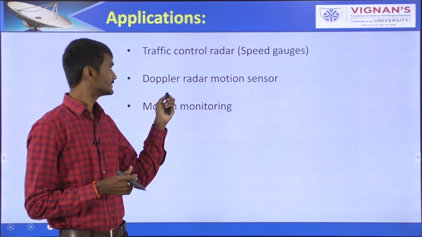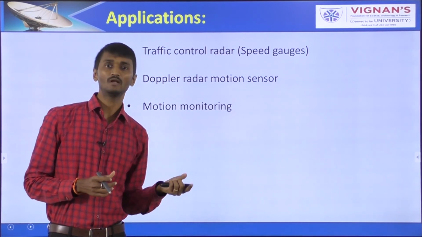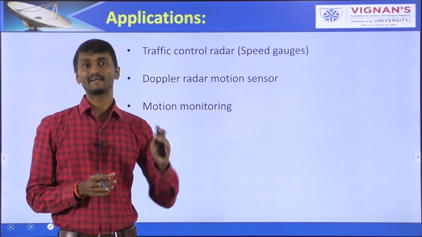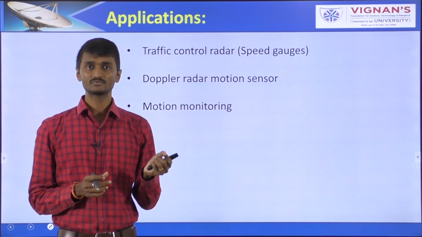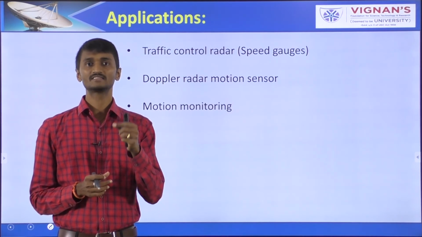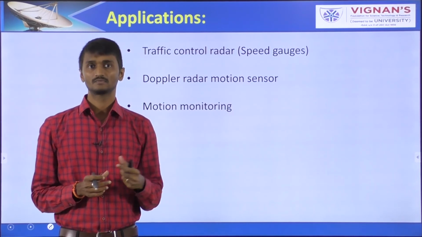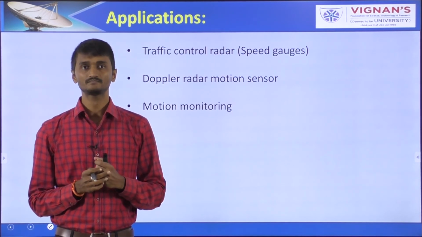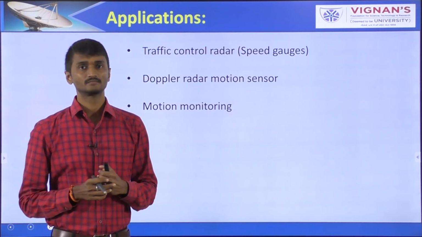Next is the Doppler radar motion sensor. Simple and inexpensive Doppler radar sensors can trigger switching functions such as alarms, or simply be used as a door opener or a switch for lighting. Next is motion monitoring.